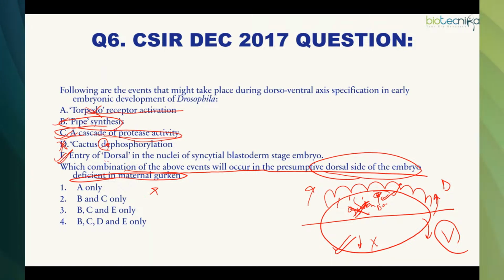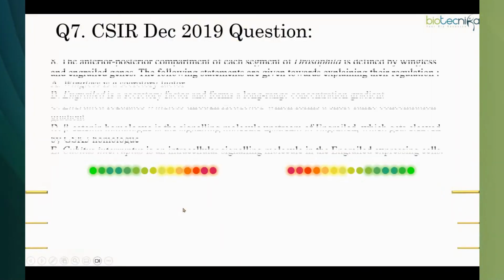E is again correct because cactus is phosphorylated. It will be degraded, so dorsal will be free. It will enter the nucleus of the syncytial blastoderm stage embryo. So that's why the correct answer will be B, C and E only. Yes, Sarita, that's right. Very good.